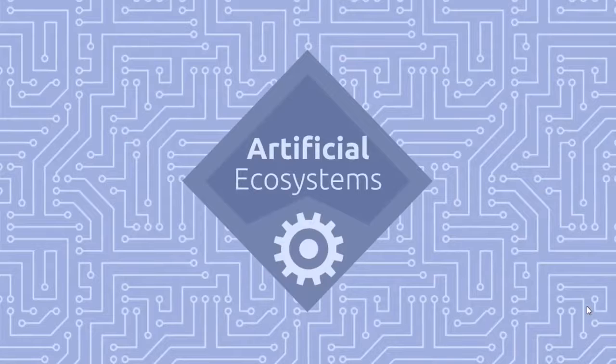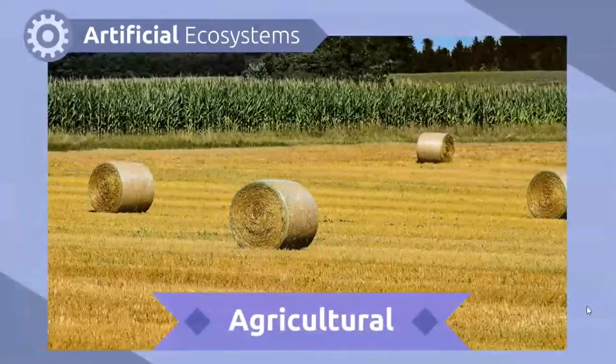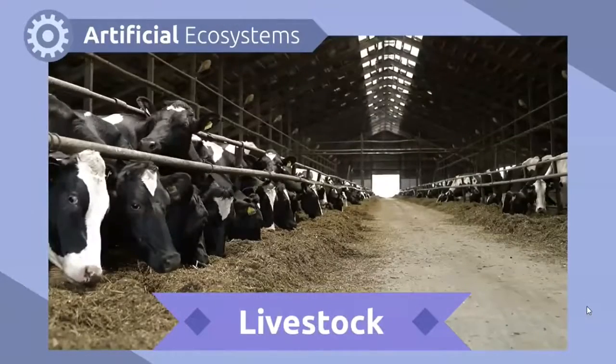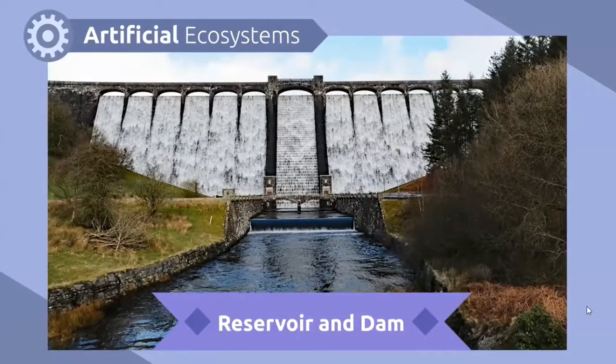Artificial ecosystems are those areas created by humans and cannot be found in nature, like urban ecosystems, for example. Agricultural ecosystems, livestock ecosystems, reservoir and dam ecosystems.